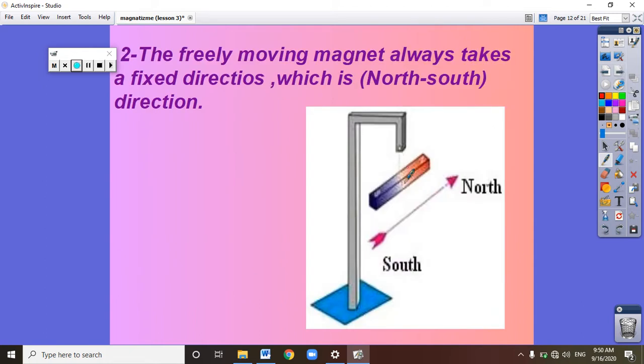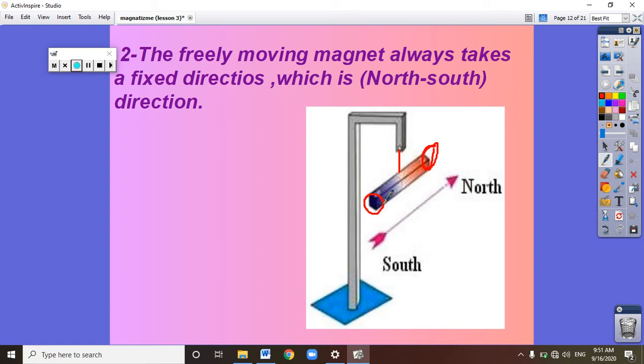Property number 2. If I have a magnet and I suspend the magnet, as you can see in this picture, the magnet will take a fixed direction, which is north-south. This pole of the magnet points to the north direction. You know the 4 directions: north, south, east, west, from social studies. So when we suspend the magnet freely, the magnet will take a fixed direction, which is north-south. The north pole will point to the north and the south pole will point to the south direction.